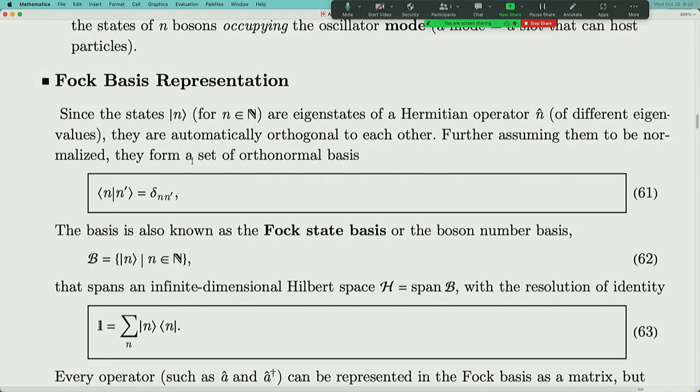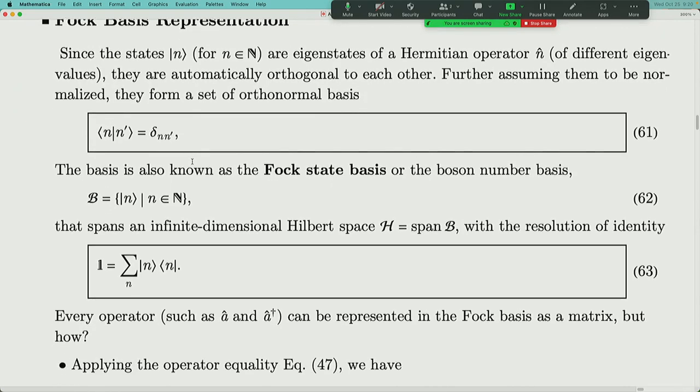But when you overlap the state with itself, it is always a good convention to assume that the state is normalized. Every cat state labeled by this n is normalized, so that they form an orthonormal basis. And then that means the inner product or scalar product has this delta function form, or Kronecker delta symbol form. That delta symbol basically means that it is 1 if n equals n prime, and it is 0 if n doesn't equal n prime. And this forms an orthonormal basis.